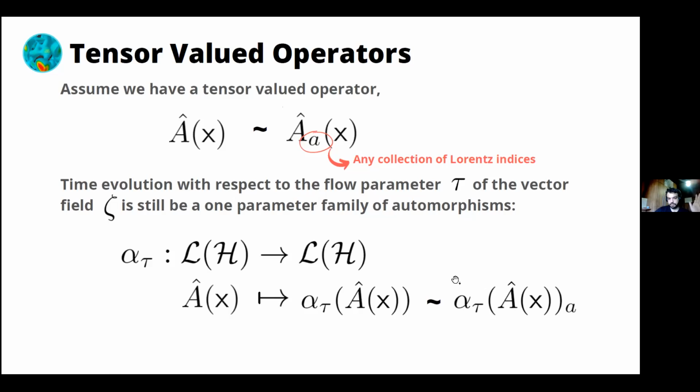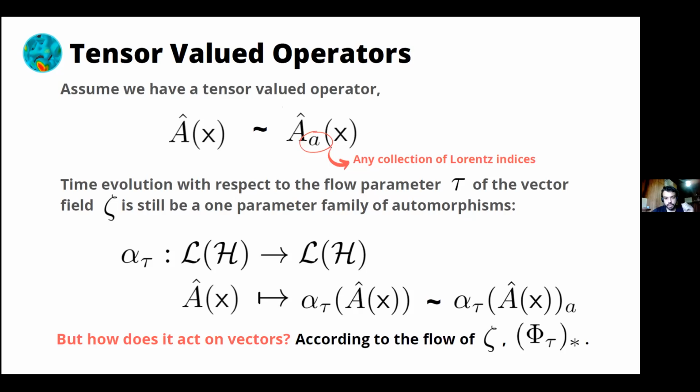if I'm mapping A to its time evolved version, I do know how to perform this calculation in the quantum mechanical space, which is essentially by using the unitary time evolution operator, which is generated by the Hamiltonian. But you see, there are indices in general here. So how does the time evolution act on vectors, tensors in general? Well, the answer is it acts according to the flow of this time-like vector field, zeta. So essentially, the vectors evolve according to the push forward with respect to this flow.